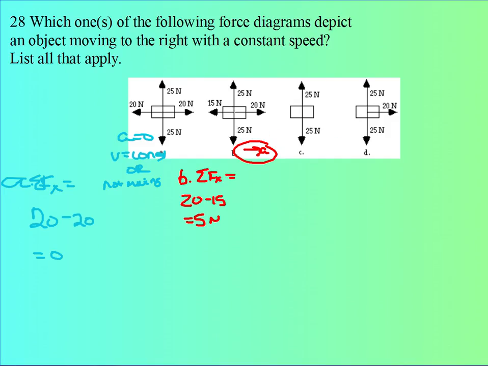So B is accelerating to the right. C has no motion at all in the x direction, and the forces in the y direction are balanced. I've got 25 going up and 25 going down. So the sum of the forces in y, we don't have to do y, but that's okay, 25 minus 25 is 0. So the acceleration in both x and y for C is also 0.